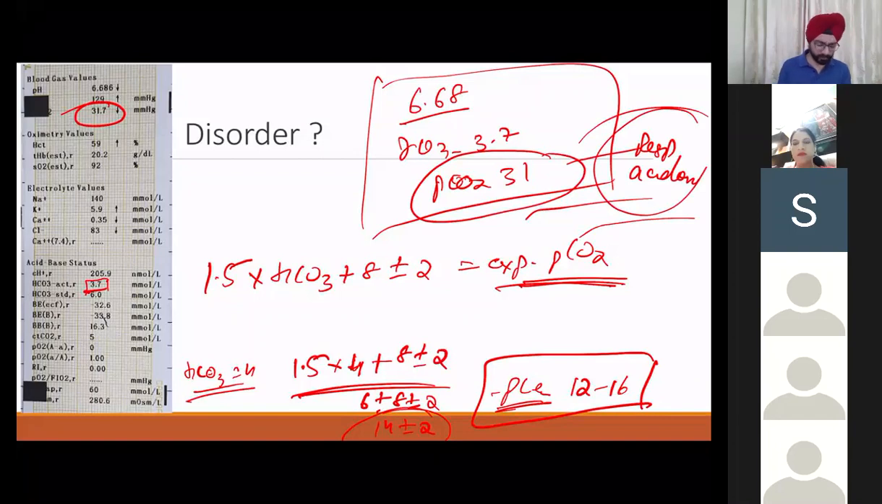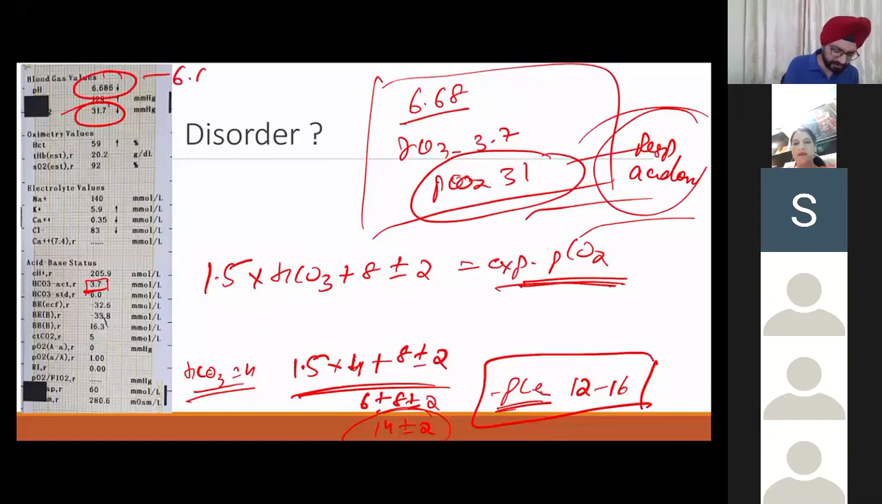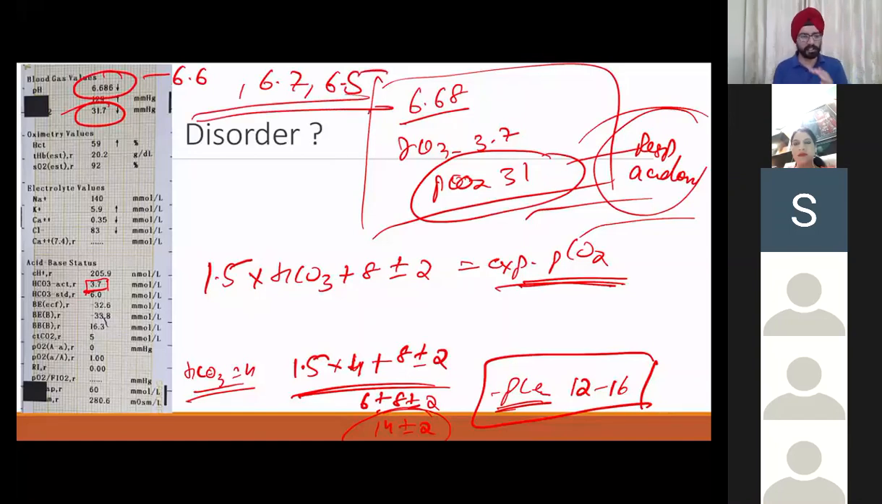Whenever you see an ABG with such pH, 6.6, 6.7, sometimes even 6.5, it is very rare that the patient has a pure disorder, because it is very difficult. Even if the bicarbonate goes down to 2, the pH will come down to 6.9 to 6.99 or something, but it doesn't go to 6.6 or 6.7 like that. Whenever there is a very high alkalosis or a very low pH that you find, always think of a mixed disorder and always look for it.